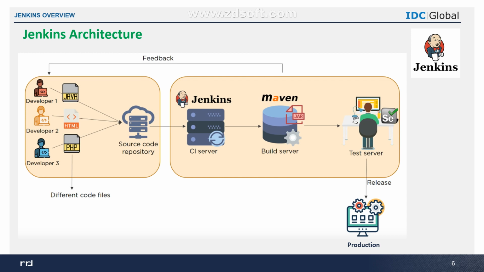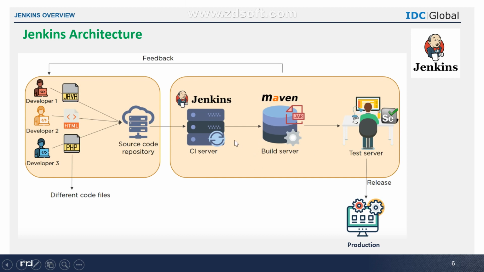Once the development is done and they update, they push their code to the source code repository, which is the central repository. Jenkins keeps on monitoring your repository. If any new changes come to the repository, Jenkins picks that code and integrates it, with the help of build tools, whether Maven, Gradle or others. We are going to use different build tools.